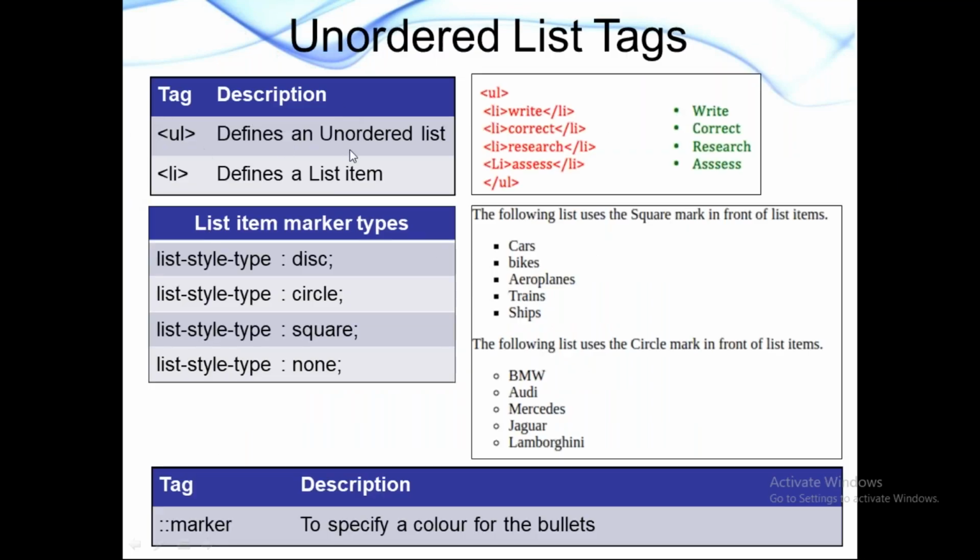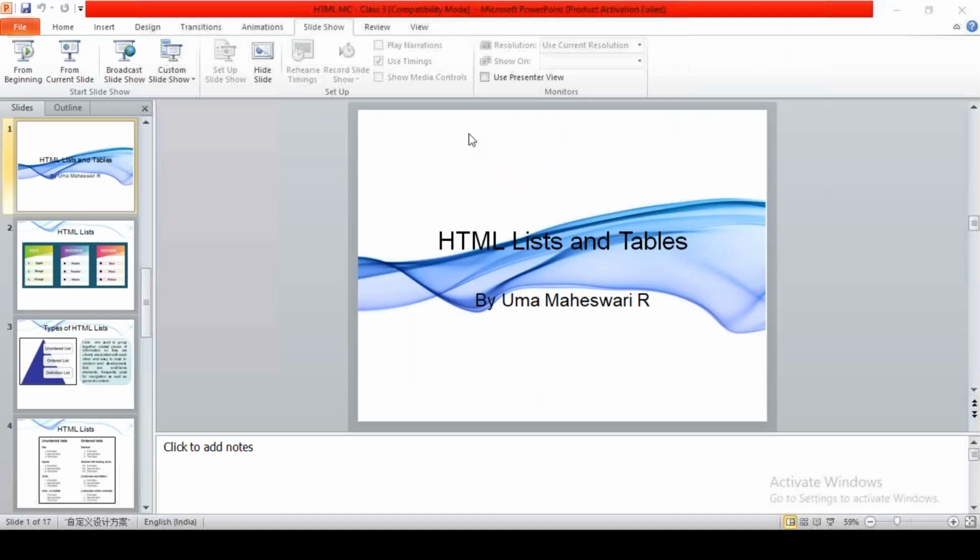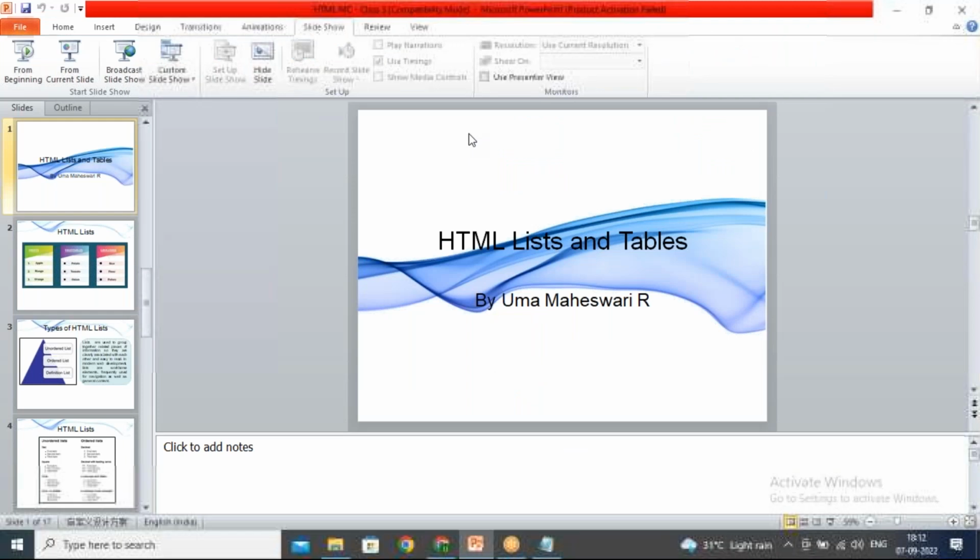So when I take the unordered list, it begins with UL. UL stands for unordered list. You begin it with UL, and then every item you specify using the LI tag. LI stands for list item. Then once you have specified all the items, you close the UL tag, indicating the end of the list. So every item in the list will get a marker, marked with bullets. Okay, let us look at the example.